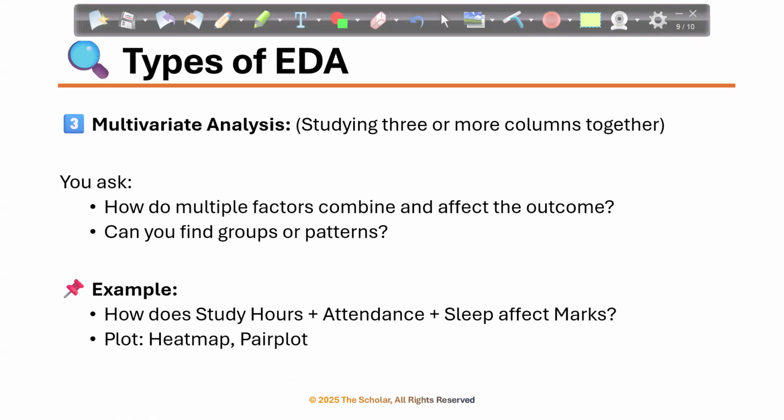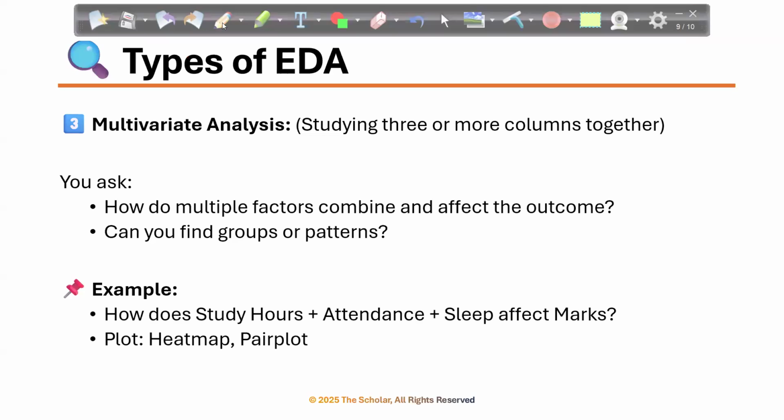So here you can see that we are studying three or more columns together. For example, how do multiple factors combine and affect the outcome? Can you find groups or patterns? For example, let's say my marks, how my marks will be impacted based on the hours I study, based on the attendance of my class, and based on how many hours I am sleeping. So now what I'm trying to do is find how much marks I may get based on these features. We have the study hours, we have the attendance, we have the sleep.